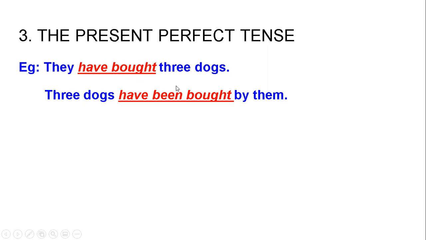Can you see the word been? Okay. Now, first of all, you do what I told you to do. You make the object into the subject. You change the pronoun. You make the subject into the object. And because it's a pronoun, change it. They becomes them. After that, don't forget to add by. Then change the tense. So have bought becomes have been bought. So I'll read it to you. They have bought 3 dogs becomes 3 dogs have been bought by them.